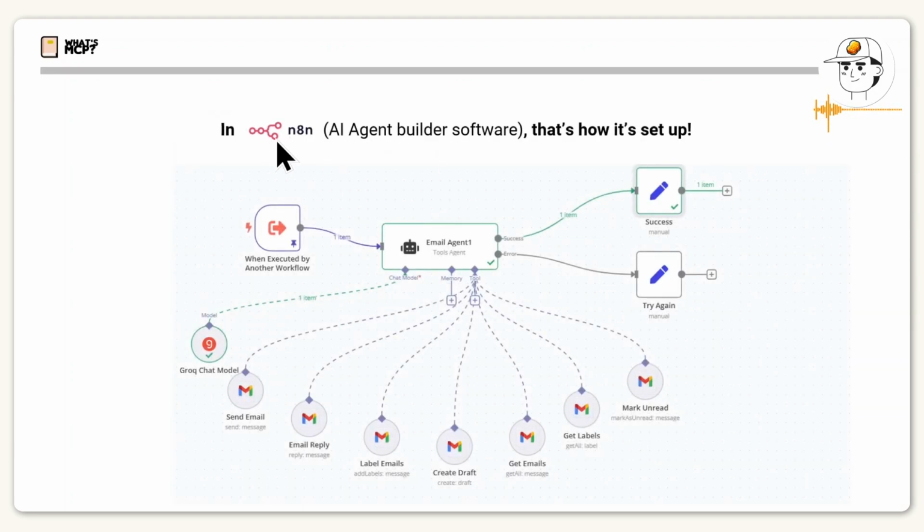So if you take, for example, n8n, which is one of the popular AI agent builder softwares out there, that is exactly how it's set up. So you would have a different node for sending emails via Gmail, for replying to emails, for creating drafts, and so on. And you, who is the AI agent builder, would also need to set this up one by one.